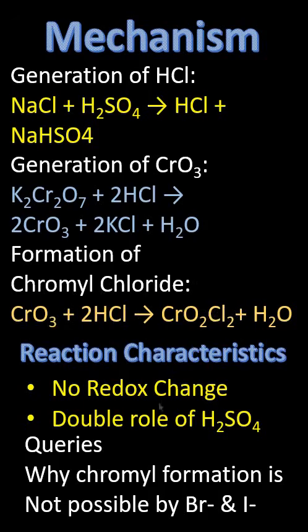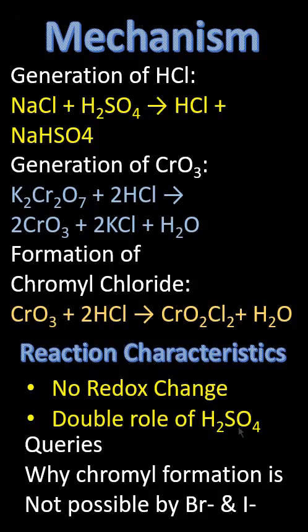Reaction characteristics. No redox change. Throughout the reaction, chromium remains in the +6 oxidation state. In potassium dichromate, it is in the +6 state. In chromium trioxide, it is in the +6 state. Even in chromyl chloride also, it is in the +6 state.